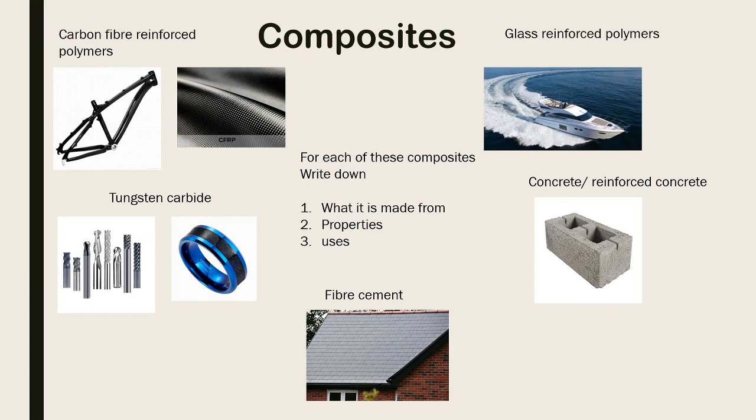Tungsten carbide we use a lot now. You can get wedding rings that are really expensive out of tungsten carbide and they won't scratch. But most likely, you'll see cutting bits for milling machines, routers, and drill bits that are made out of tungsten carbide because they will cut through anything without breaking. And then fiber cement is used in construction as well.